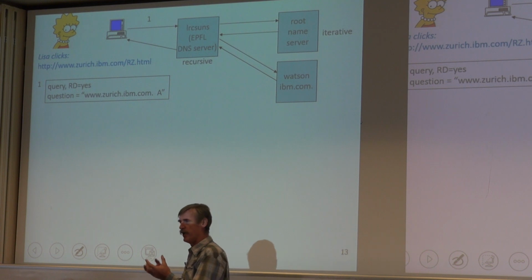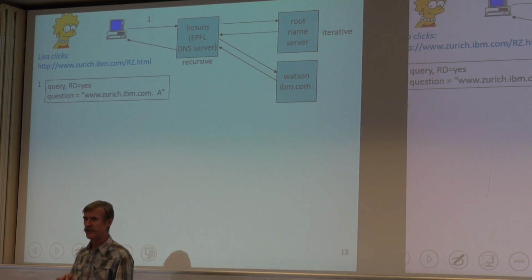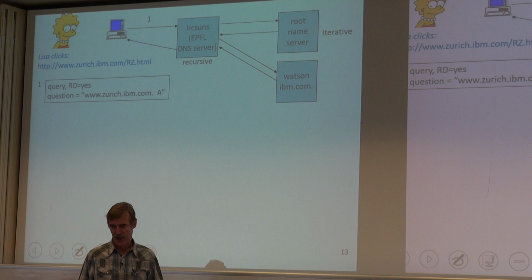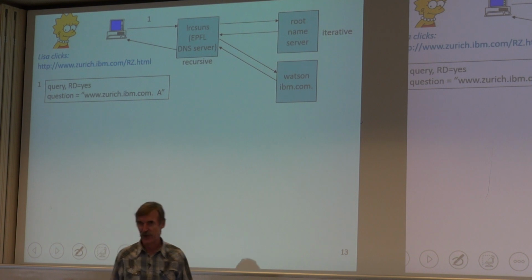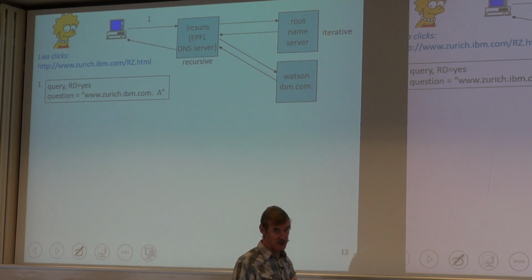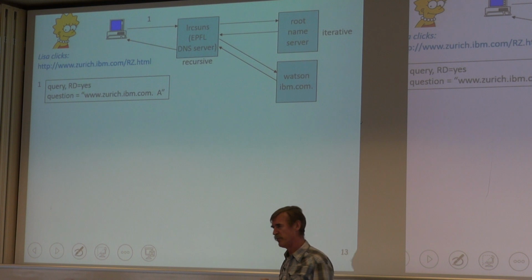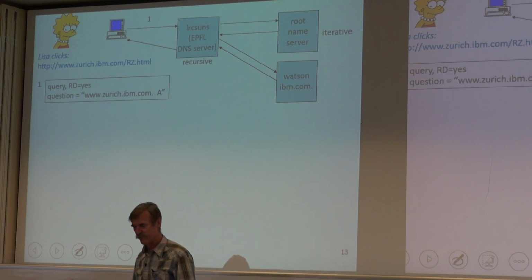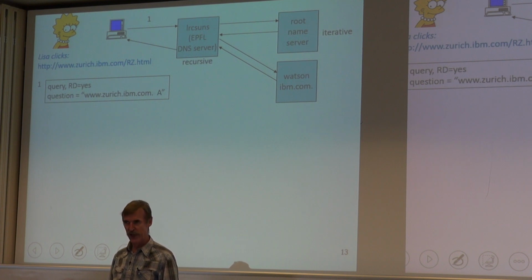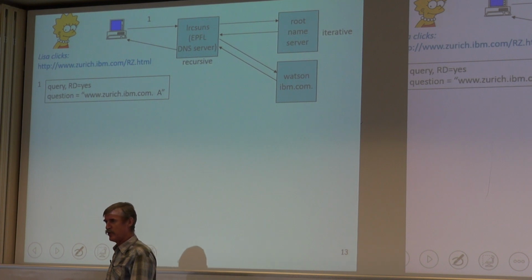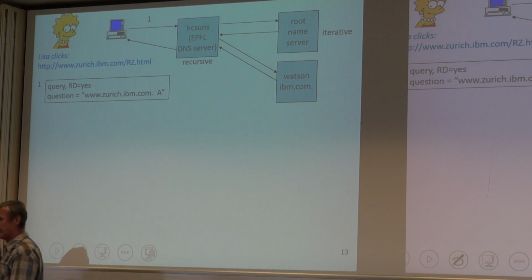It is an application layer message sent over UDP. DNS uses UDP. And inside the UDP datagram, there is some text written in English with things like, I am a query, RD equal yes. RD means recursivity desired. So that we'll see what that means in a second. And the question. The question is www.zurich.ibm.com, capital A.